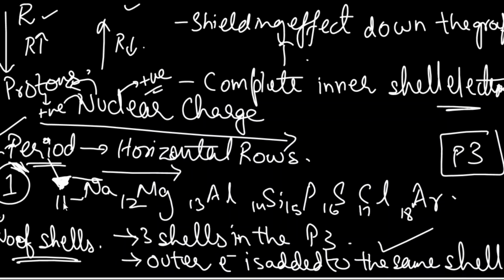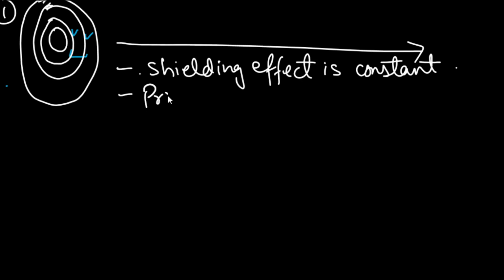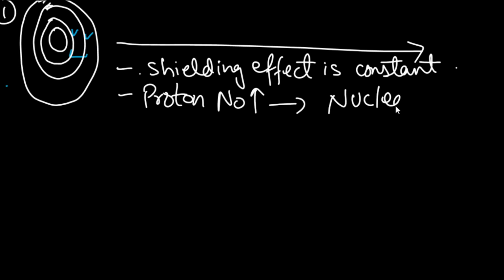As you go across the period, the proton number is increasing, right? And if the proton number is increasing, therefore the nuclear charge also increases. The nuclear charge increases. All right, so now this makes sense. If the shielding effect is still constant, but the nuclear charge, meaning the attractive force that the nucleus is continuously applying on the outer shell electron, is becoming stronger and stronger as you go across the period, what will that result in?